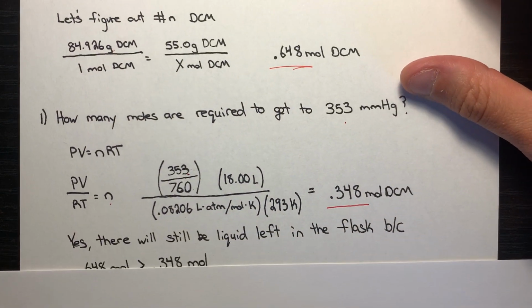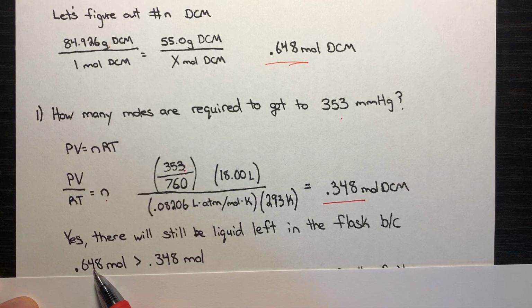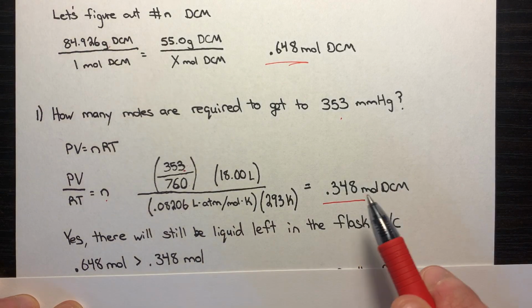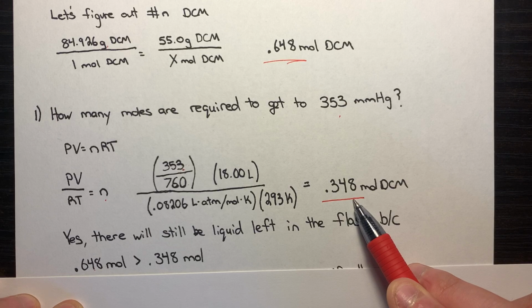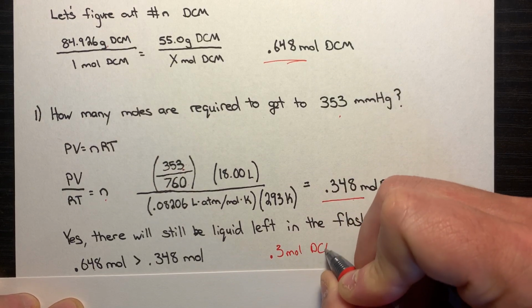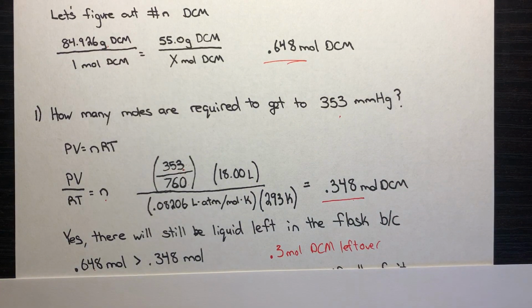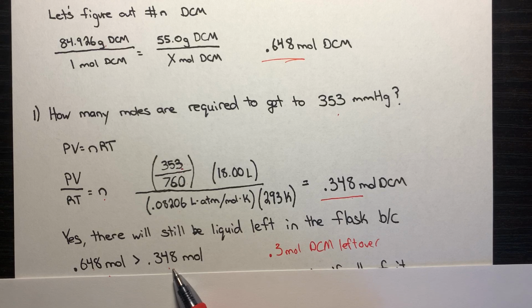And so what this means is that, yes, absolutely, because we have 0.648 moles of dichloromethane, we have enough of the dichloromethane to vaporize. That's the amount of vapor that's required to reach that specific vapor pressure at 20 degrees Celsius. So we would have something like 0.3 moles of DCM left over. And so you'll notice I've answered the question that yes, there will still be liquid left in the flask because the amount that I have is more than the amount that is required to be in the vapor state to reach that vapor pressure. So we'd be good to go there.